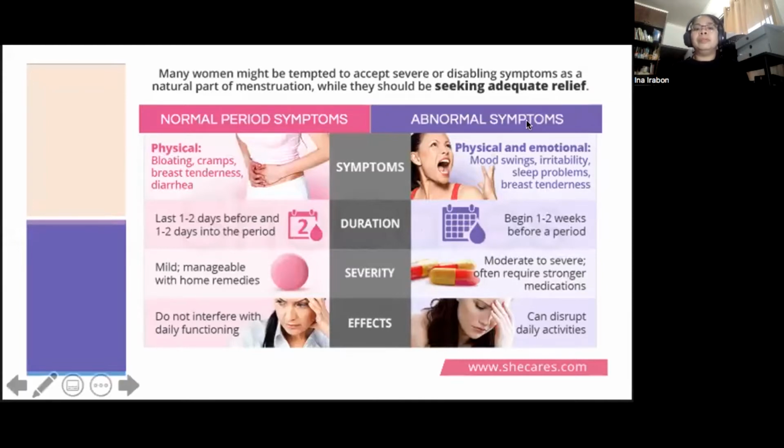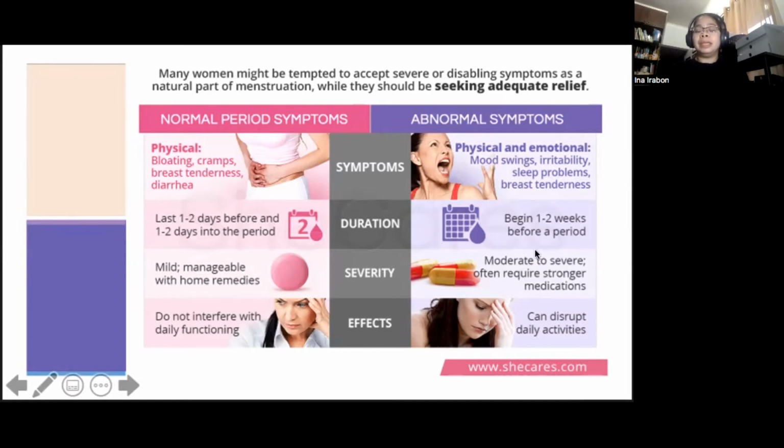The patient may experience physical and emotional changes such as mood swings, irritability, sleep problems, or breast tenderness, although most of the time breast tenderness may be part of normal period symptoms. The patient may experience spotting or bleeding as early as 1 to 2 weeks before the normal menses occur.